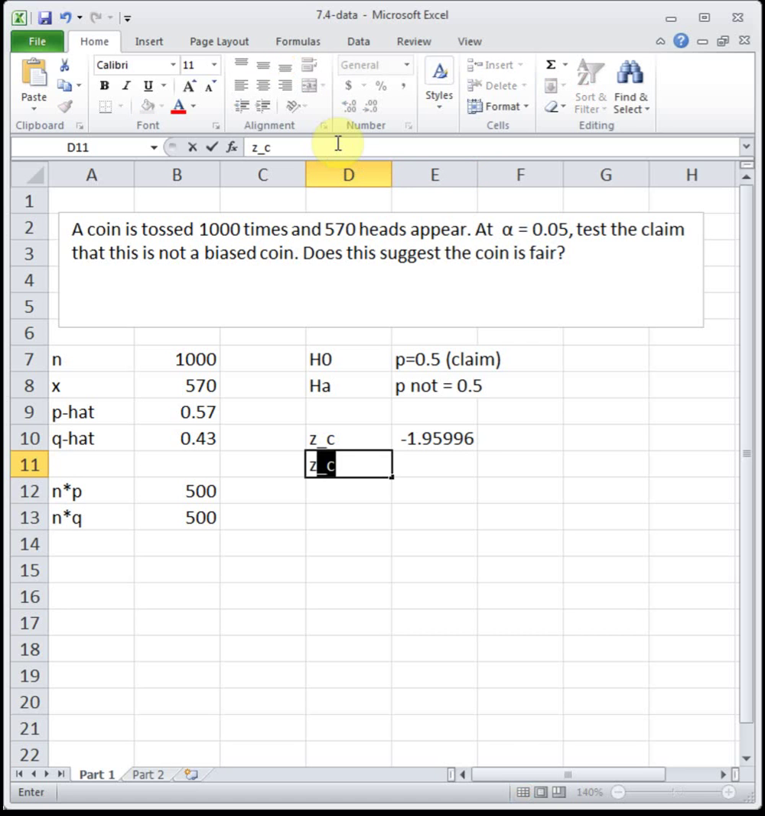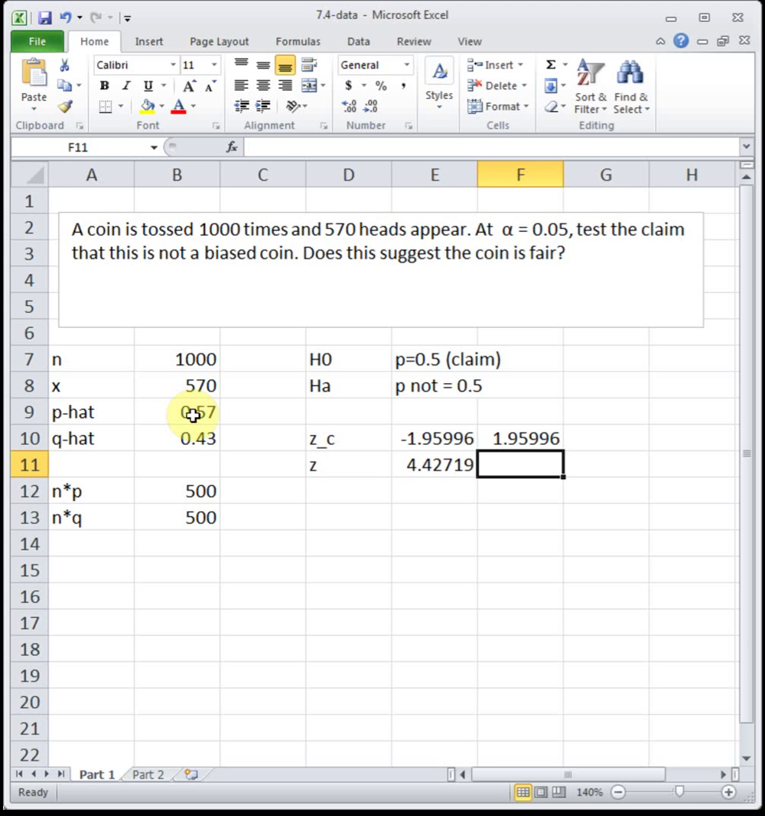Now we need to come up with our standardized test statistic. Plugging into our formula, we have p hat minus the assumed value of p, which is 0.5, divided by the square root of p, 0.5, times q, which is also 0.5, divided by n, which is 1,000. So we get our z to be 4.4272. That's a huge number. That is definitely above our positive critical value of 1.9600.